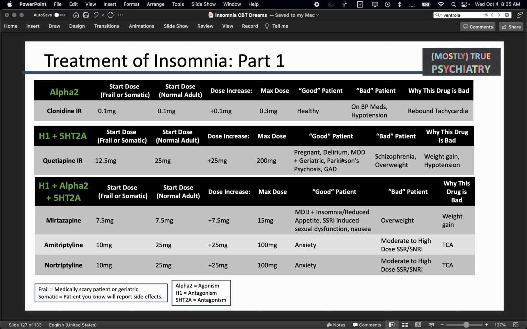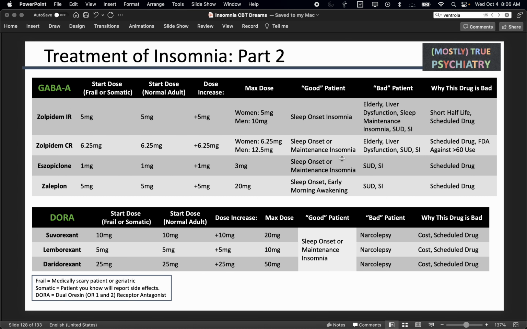Mirtazapine is only considered a sedative at 7.5 to 15 milligrams. Typical dosings for depression would be 30 and 45. I would not ever think of it past 15 as really being a sedative. If you really wanted to pretend, maybe say 30 milligrams, but definitely not 45. It's going to cause appetite increase, which can make it a bad drug.